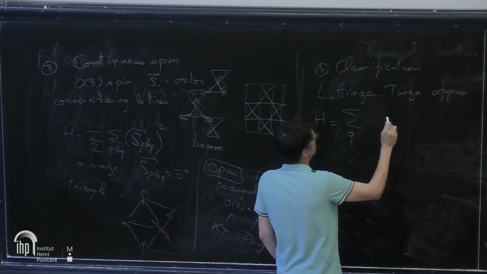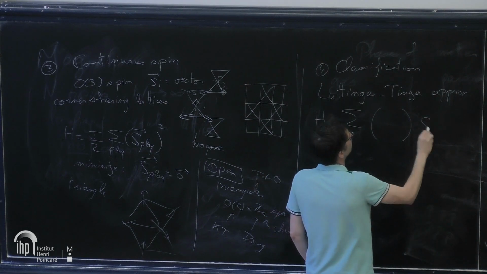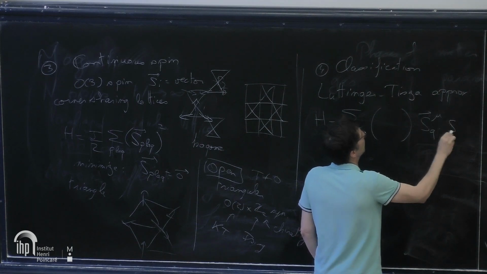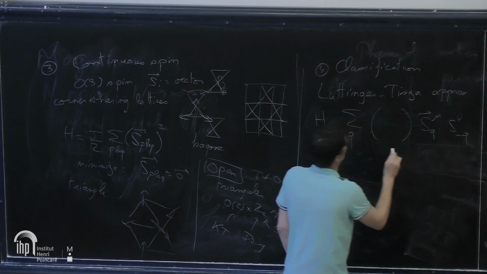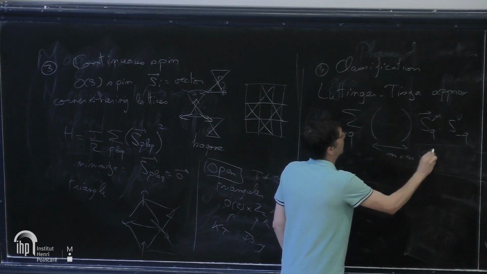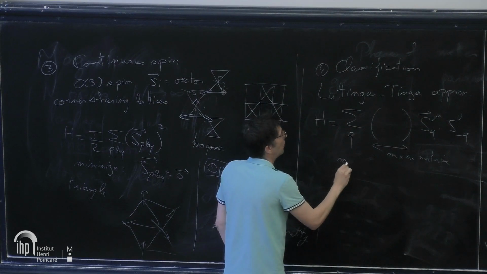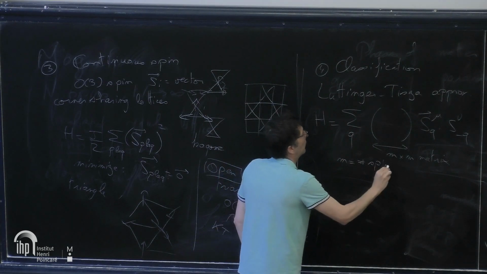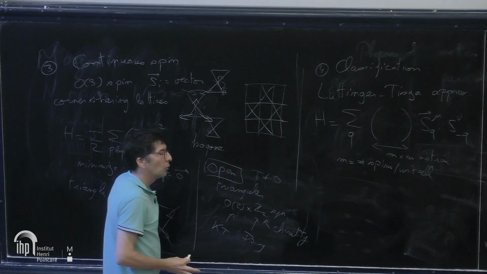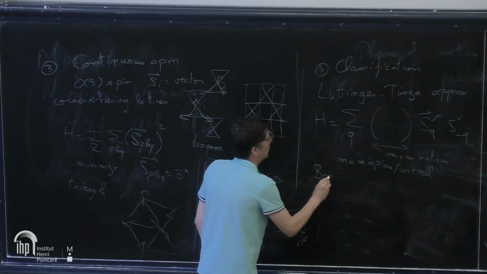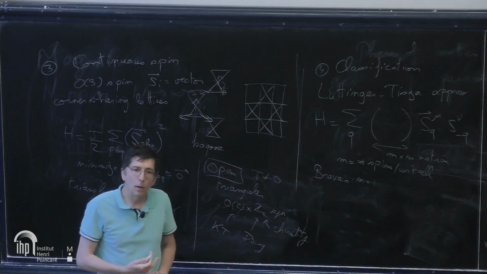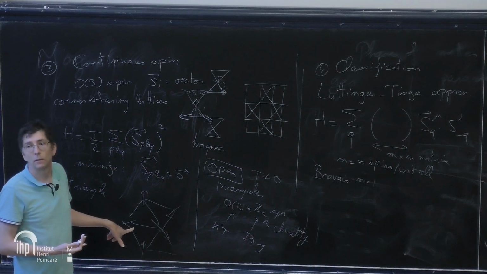you will get S mu. So this is an M by M matrix. And what is M? M is the number of spins per unit cell. So meaning, if I have a Bravais lattice, then I'm very happy. So let's say triangular lattice is a Bravais lattice.